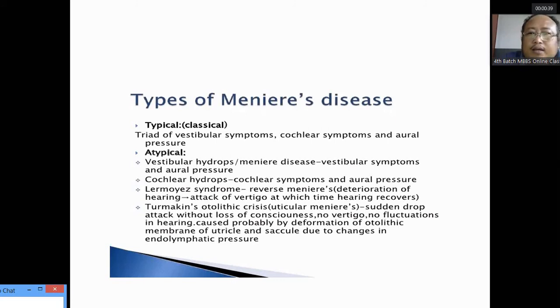Means, what did you understand? Meniere disease may show typical symptoms, and sometimes atypical ones. In atypical forms, there is vestibular hydrops, where only vestibular symptoms are there, and cochlear hydrops, where only cochlear symptoms are there. Meniere syndrome and Tumarkin's drop attacks.